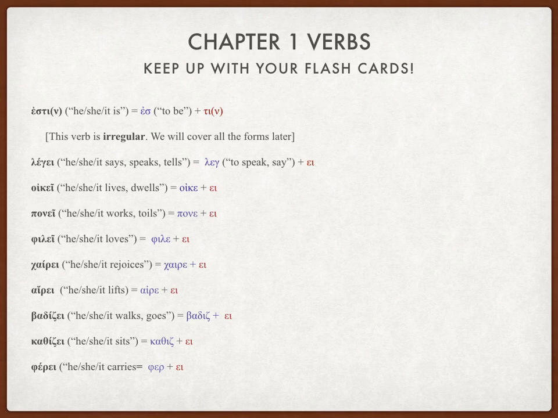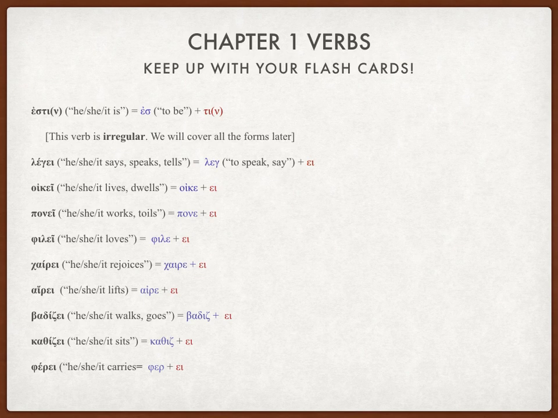Next, kaire. Remember to keep that kai soft, so like a ch. Kaire, he, she, or it rejoices. Next one, aire. Aire, he, she, or it lifts. You can almost think of the word air in English spelled a very similar way. So if you put something up in the air, pull it up into the air, you're lifting it. Aire, he, she, or it lifts. Next, badidze. Remember that zeta there only has one loop, so it's like a Z. Badidze. He, she, or it walks or goes or moves somewhere.